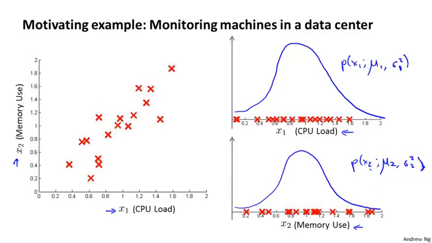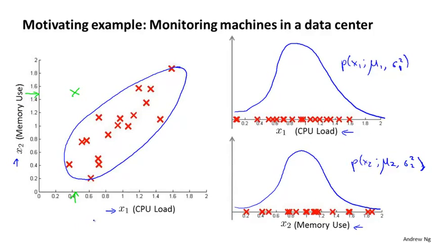Now let's say that in the test set I have an example that looks like this, the location of that green cross. So the value of x1 is about 0.4 and the value of x2 is about 1.5. Now if you look at the data, it looks like most of the data lies in this region, and so that green cross is pretty far away from any of the data I've seen. It looks like that should be raised as an anomaly, right?